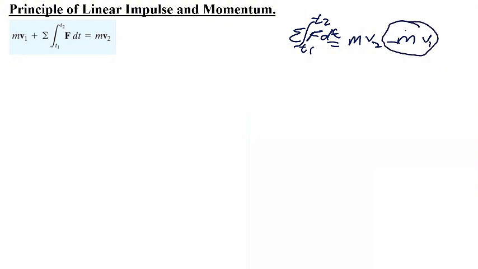This second term, we now carry it over to the left-hand side. So we now have mv1 plus the integral of F dt is equal to mv2, because by the time you carry minus mv1, it becomes plus on the left-hand side.